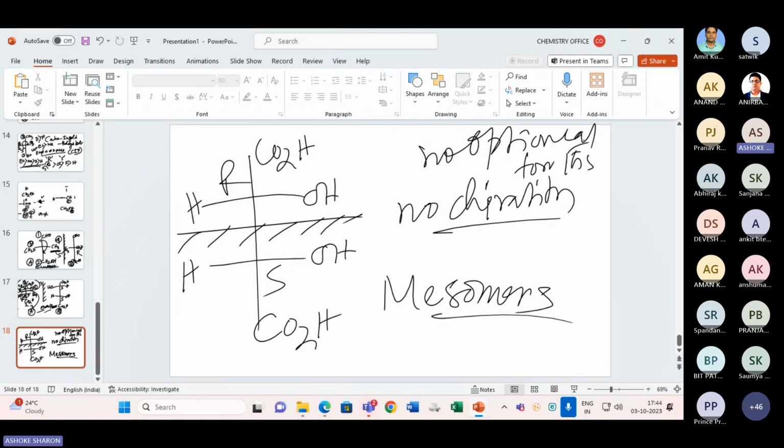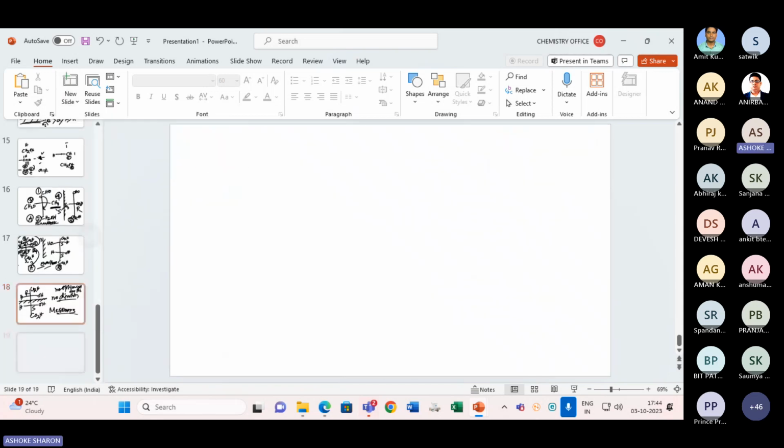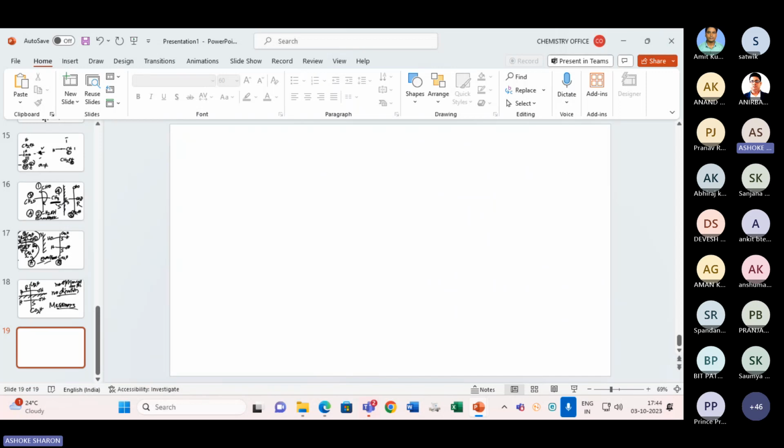So this is a very interesting example I have explained. And whatever I have drawn till now in all the examples is the Fischer projection formula. This one particular one is the Fischer projection formula. Now let's talk about drawing in a different way. Suppose we take the last one: H, OH, H, OH, CO2H, CO2H. So this is a Fischer projection formula.